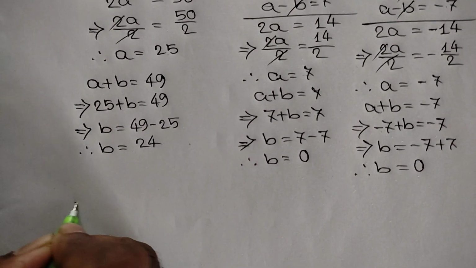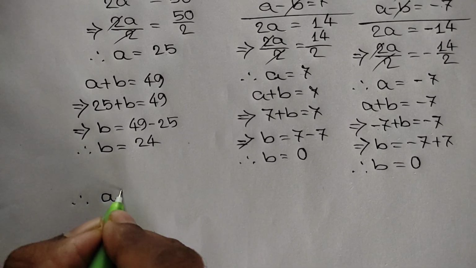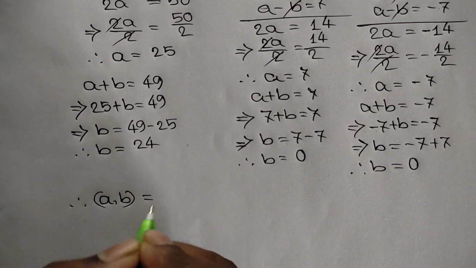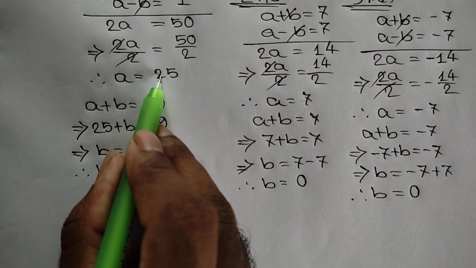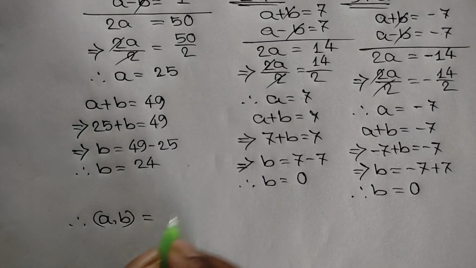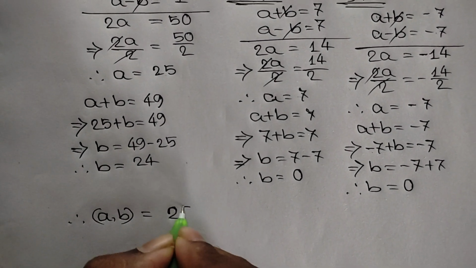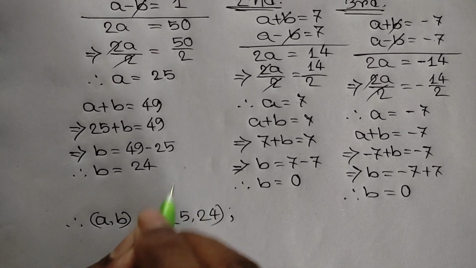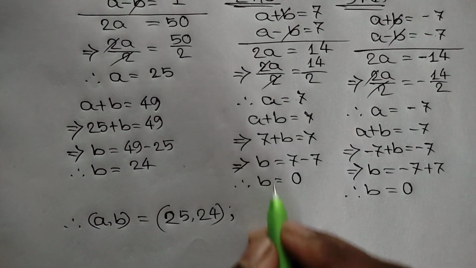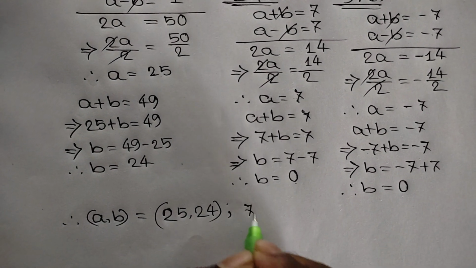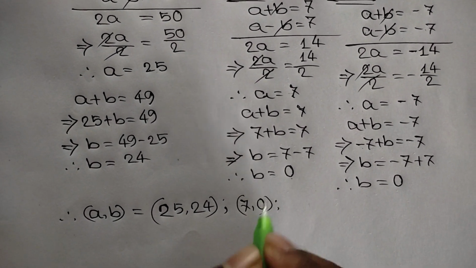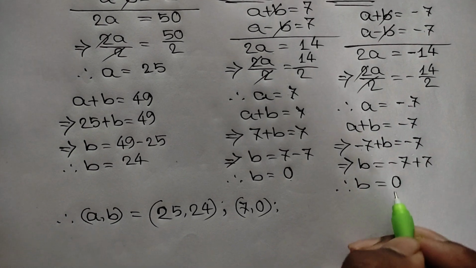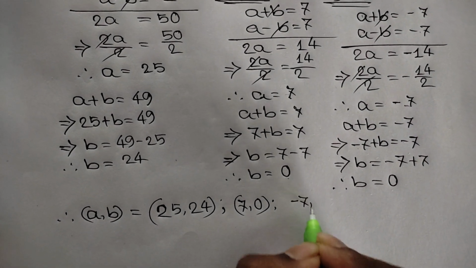So here the values of a and b are: when a is equal to 25, then b is equal to 24, that is 25, 24. When a is equal to 7, then b is equal to 0. And when a is equal to minus 7, then b is equal to 0.